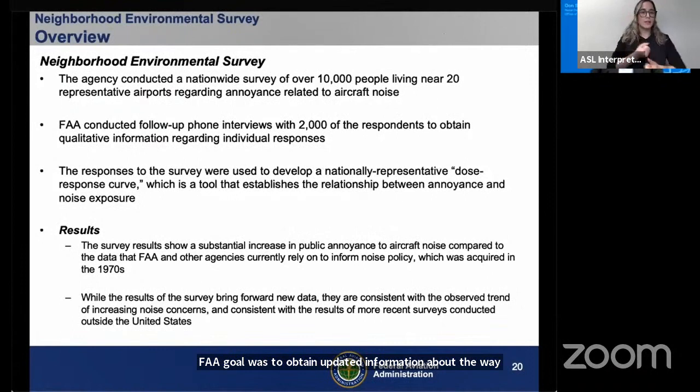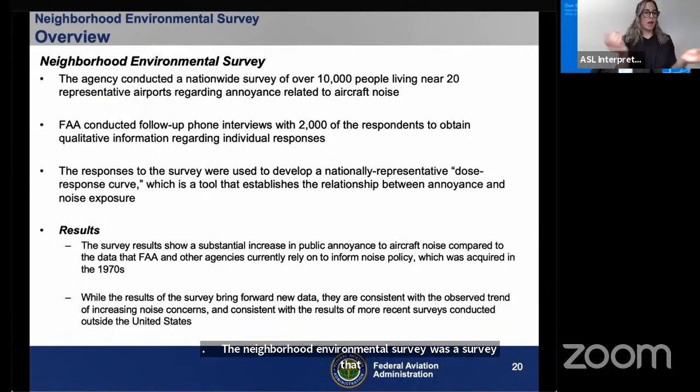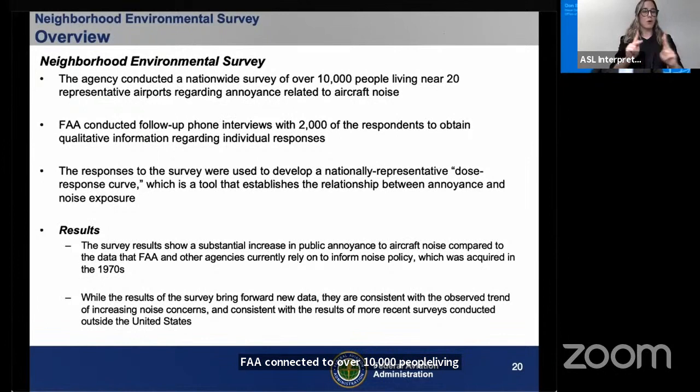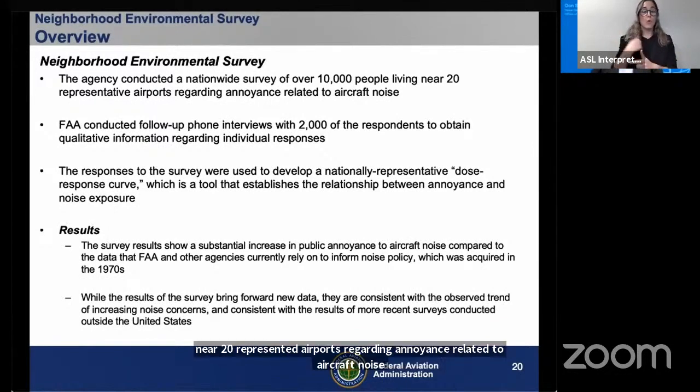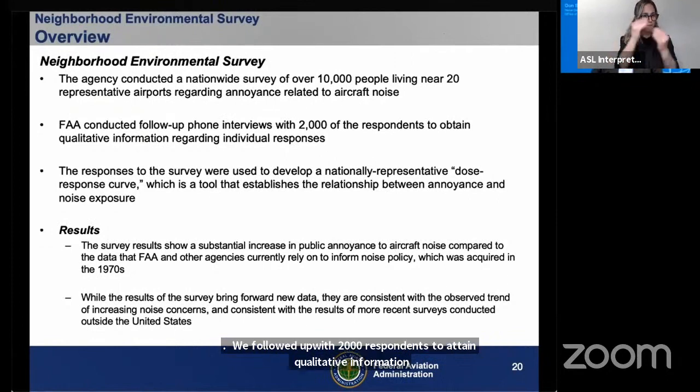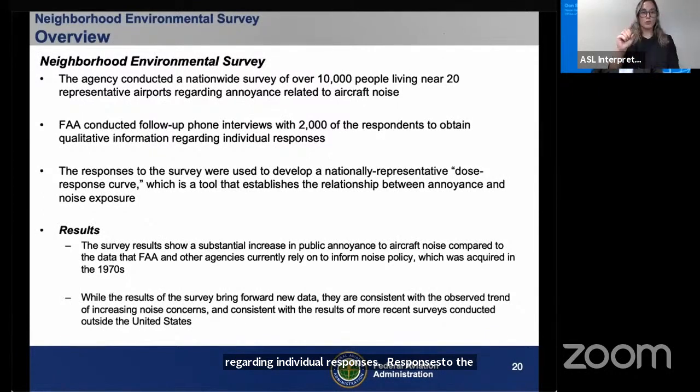The Neighborhood Environmental Survey was a survey that FAA conducted to over 10,000 people living near 20 representative airports regarding annoyance related to aircraft noise. We followed up with 2,000 of those respondents to obtain qualitative information regarding individual responses. The responses to the survey were used to develop a nationally representative dose response curve, which is a tool that establishes the relationship between annoyance and noise exposure.